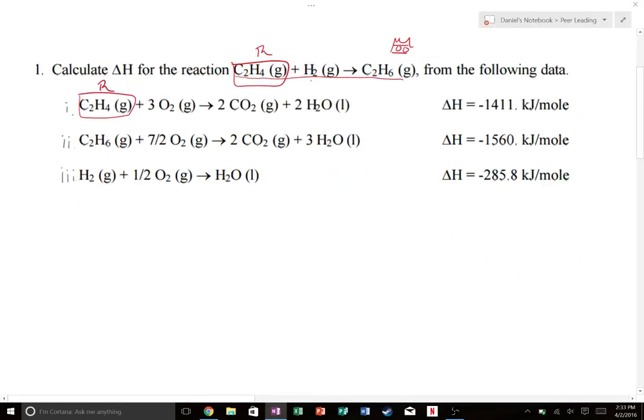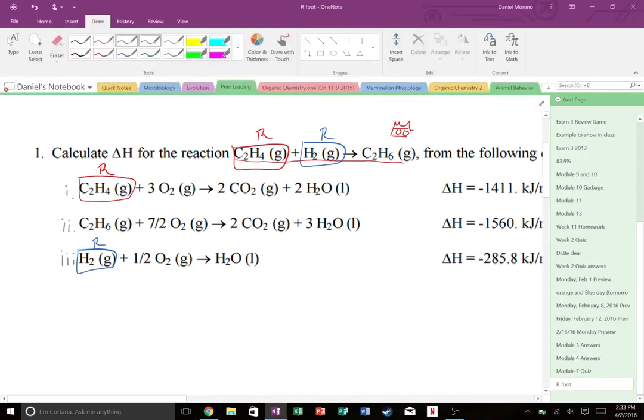Let's look at hydrogen gas now, H2. If we look at our reactions, the only other place that we can find H2 is in our third reaction right here. They're both reactants. They both have a coefficient of 1, and they're both in the same state. So we don't have to do anything with this one either. It's fine just the way it is.